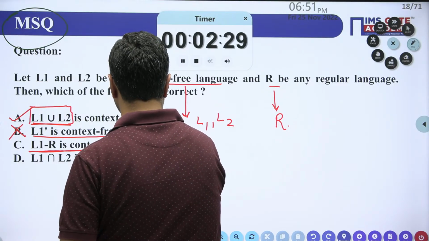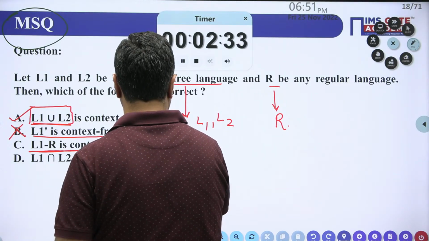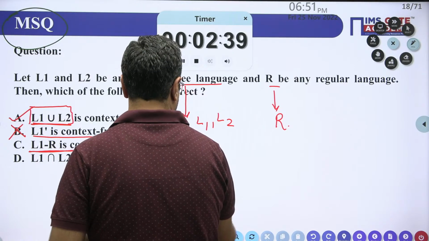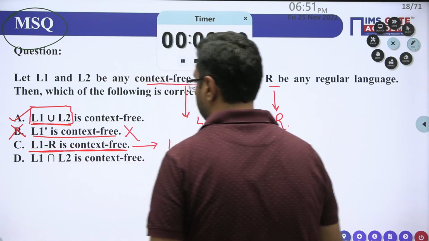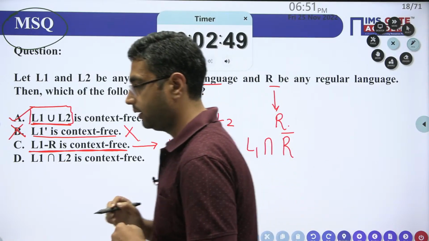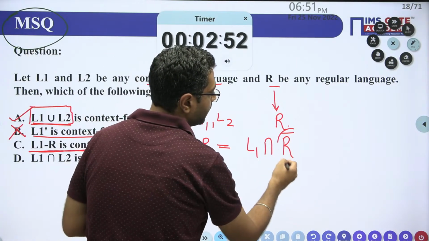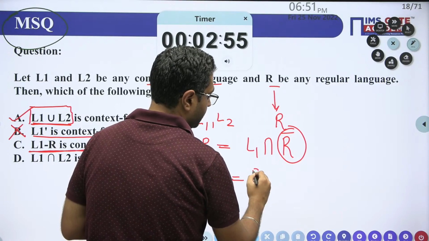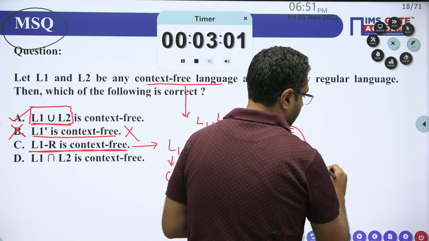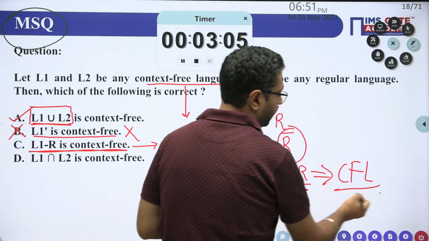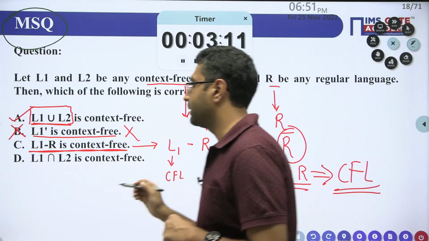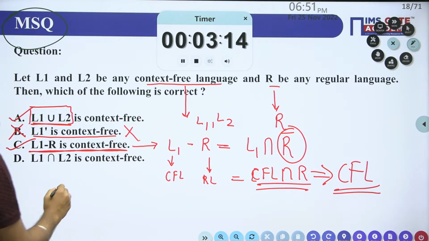So what is L1 minus R? L1 is a context-free language. R is a regular language. And minus, as we wrote earlier, set difference can be written as L1 intersection R bar, right? Now, regular languages are closed under complement. So therefore this again becomes CFL's intersection with a regular language, which is again closed. Therefore it is a CFL. We know that CFLs are not closed under intersection, set difference, and complement. So therefore we can say that L1 minus R is a context-free language. C is also correct. Last is L1 intersection L2.